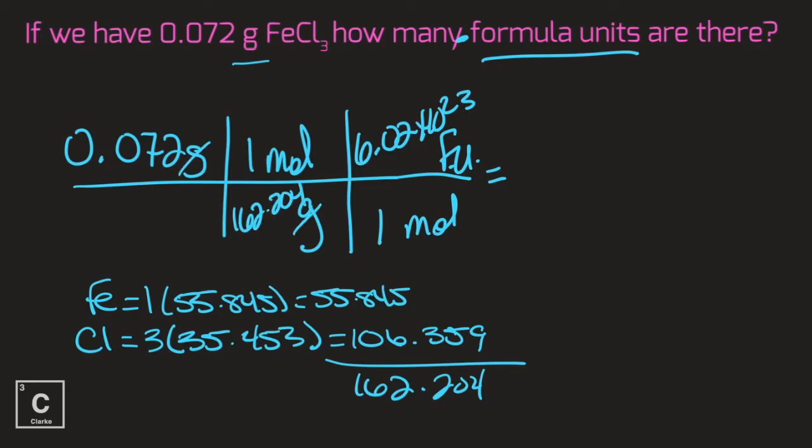My grams cancel. My moles cancel. I'm left with formula units. I'm going to put this into the calculator. If it's on top, it gets multiplied. If it's on bottom, it gets divided. We need 2 sig figs, right here, 2 sig figs. So I'm going to round this to 2.7 times 10 to the 20, and that would be formula units.